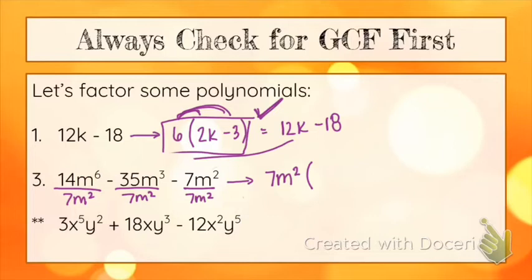Okay, so in the first one, we have 14 over 7, that equals 2, but m to the 6th over m squared is m to the 4th, because we subtract those exponents. 6 minus 2 is 4. So then we have negative 35 over 7 is negative 5. M to the third over m squared. 3 minus 2 is 1, so we're going to have m to the first. But when our exponent is just a 1, we don't write that exponent. We just leave it as a plain variable. And then anything divided by itself equals 1, so we have minus 1.